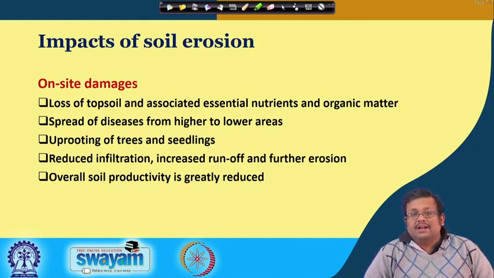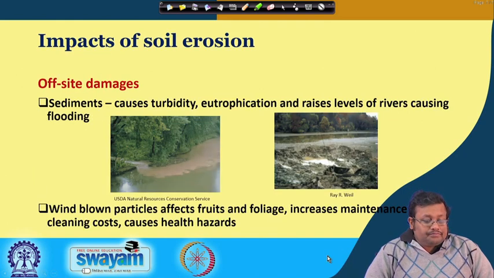Obviously they will not anchor further in the soil because the soil has moved away from that place, and there will be reduced infiltration due to the loss of organic matter, and there will be increased runoff and further erosion, and as a result overall soil productivity will be greatly reduced. So what are the different offsite damages?